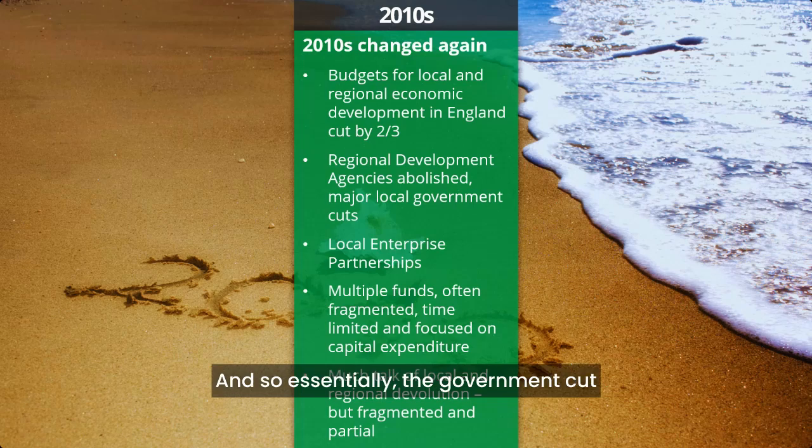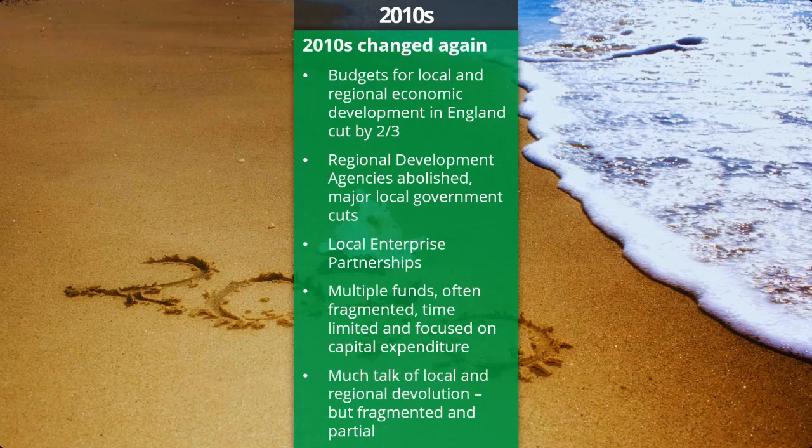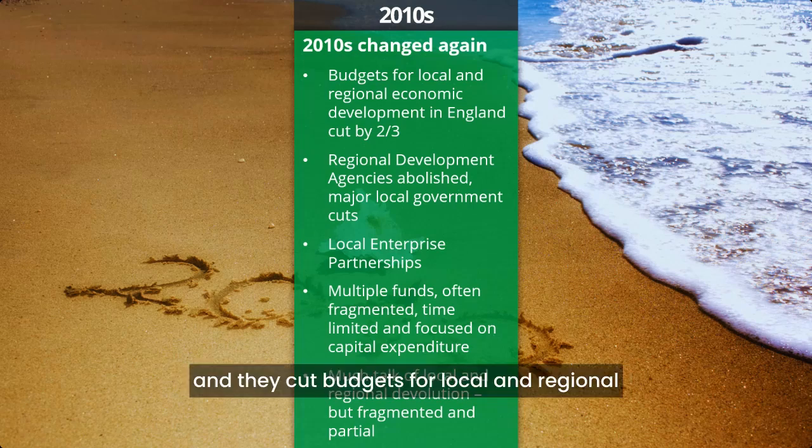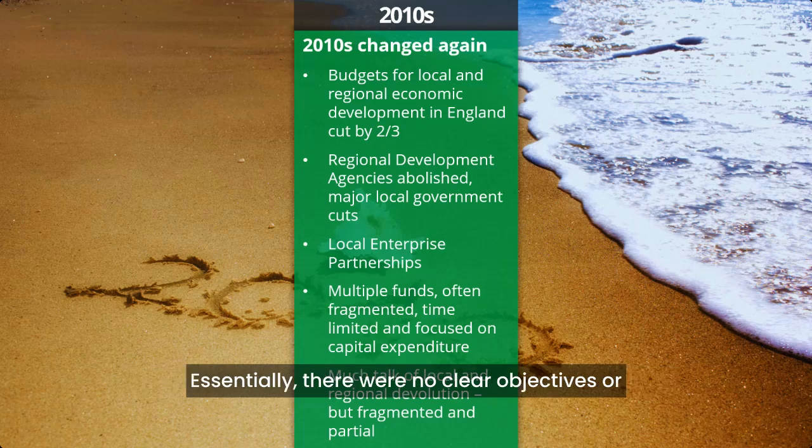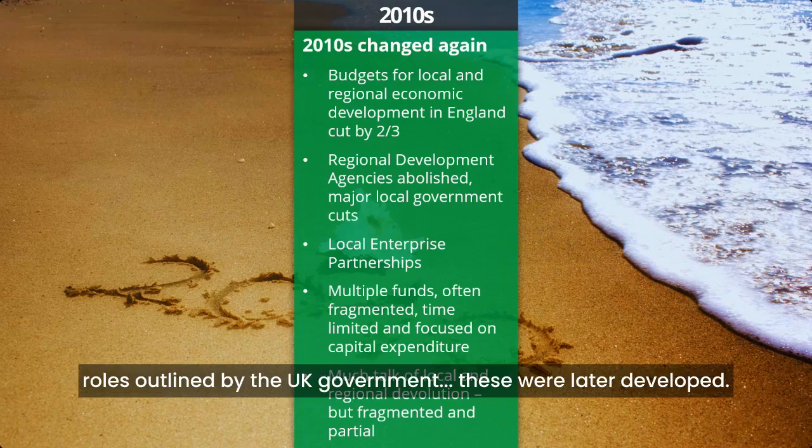And so essentially the government just really cut all the institutional memory out of the system. And they cut budgets for local and regional economic development by 2/3, created these initiatives called local enterprise partnerships, invited local areas to propose local enterprise partnerships. Essentially, there was no clear objectives or role.